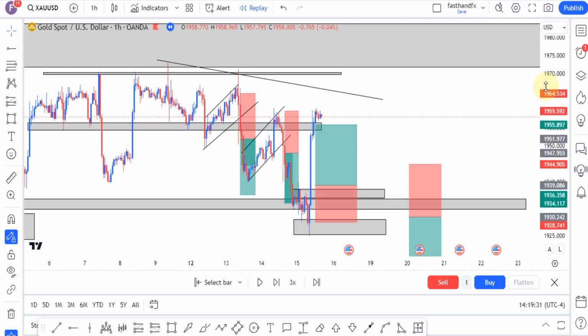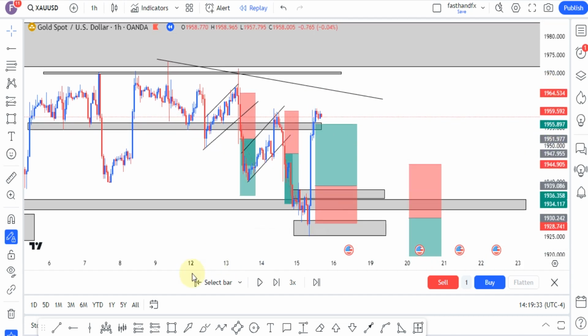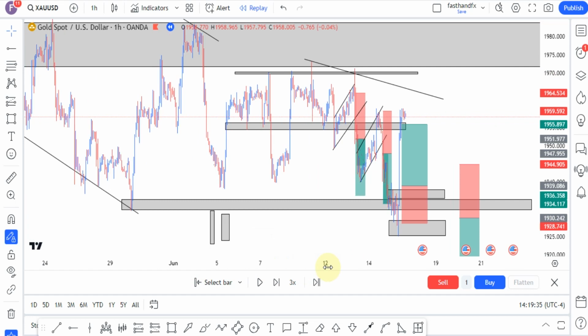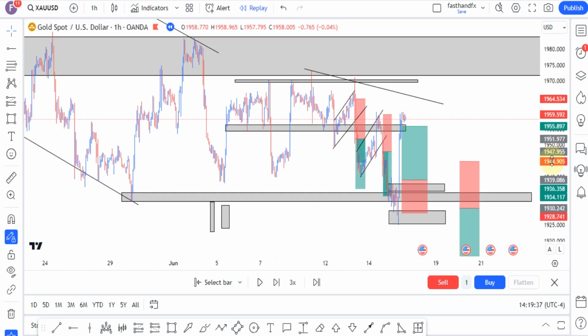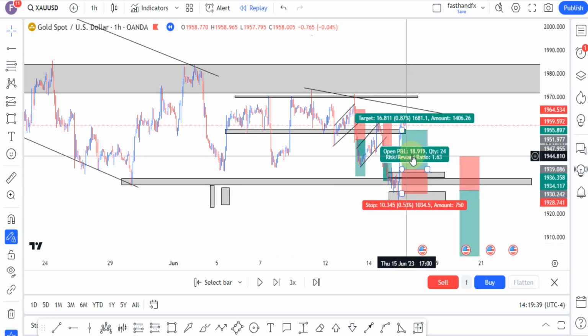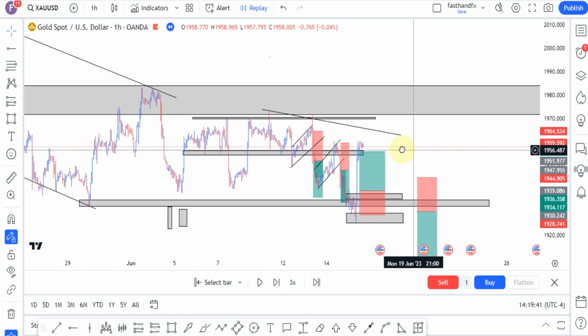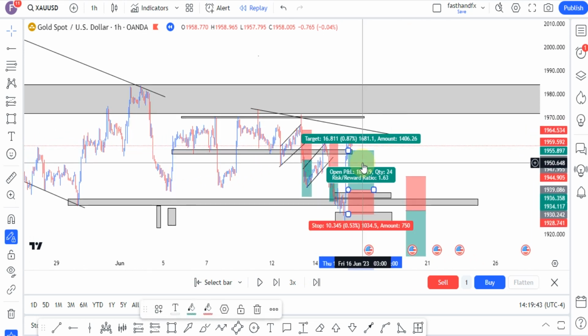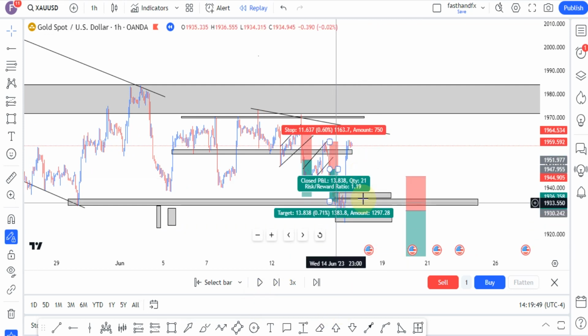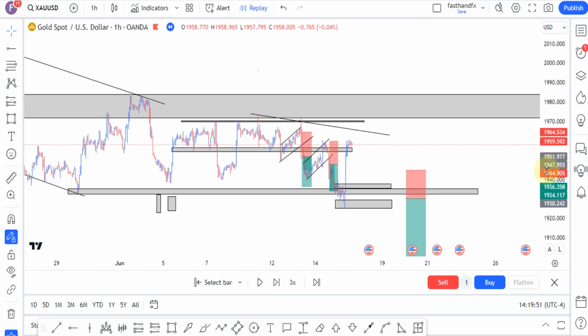And as you can see from these, let me just delete this so that the chart can look a little bit cleaner, because it looks so shady.